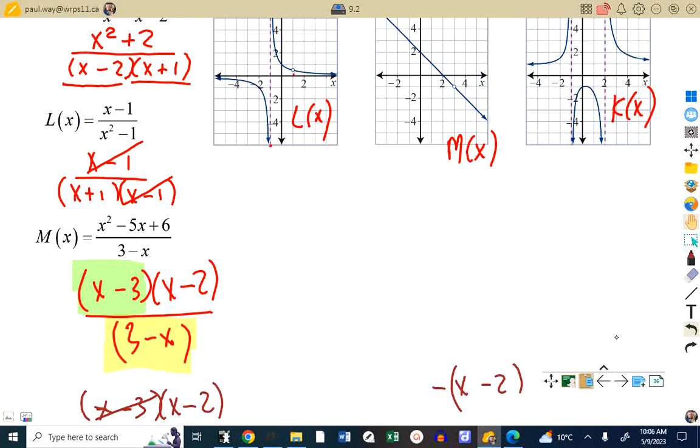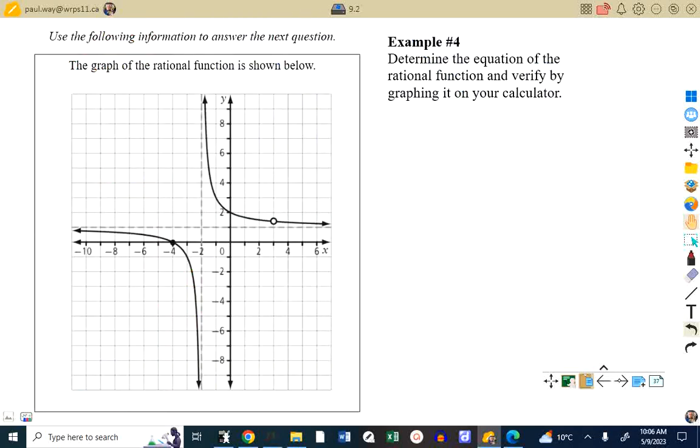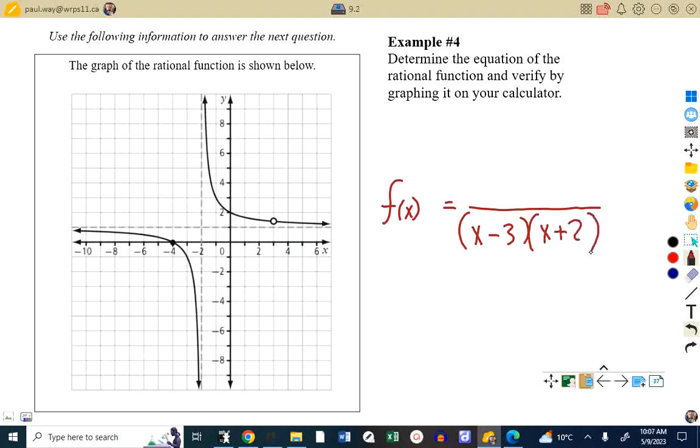Right. Finally, example 4. I find that there's one other thing I have to teach you, and it comes across better in an example rather than part of a lesson. What's the equation of this rational function? This, everybody, has nothing to do with h and k. Nothing. Okay? What you're going to say is that the function must contain an x minus 3 in the denominator and an x plus 2 in the denominator.